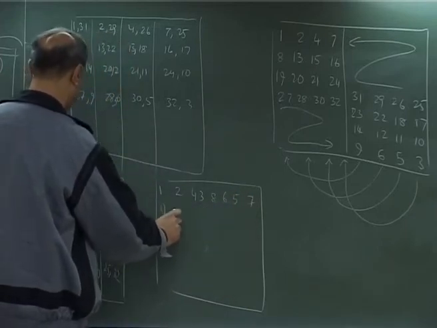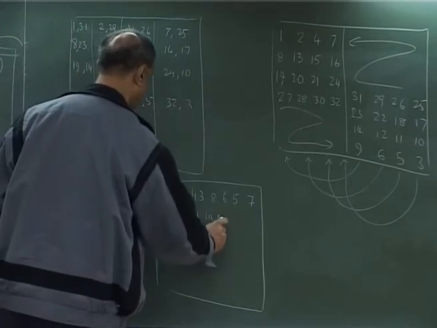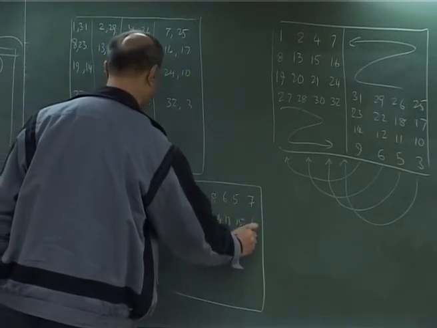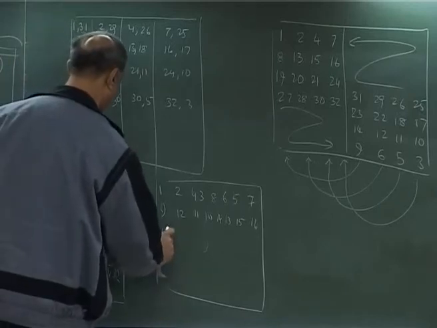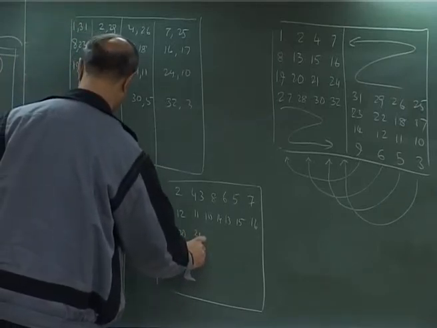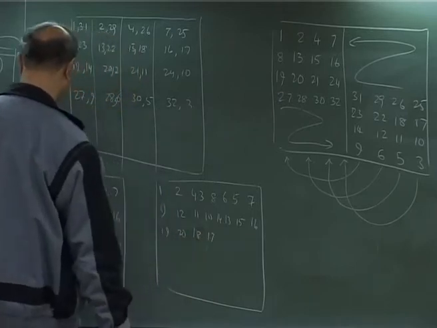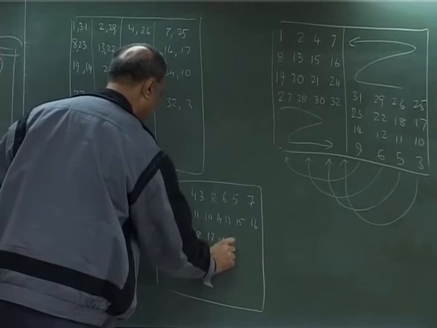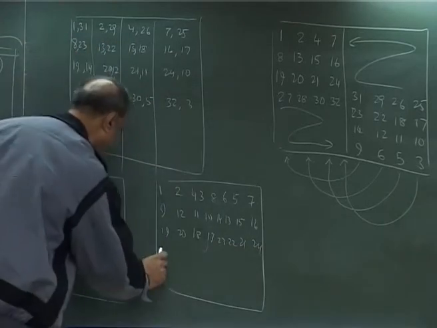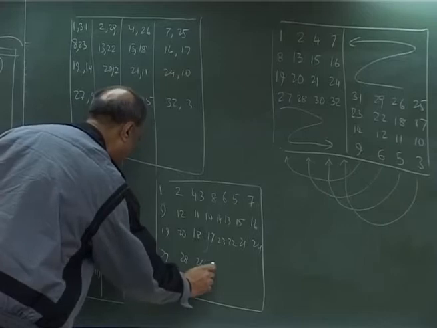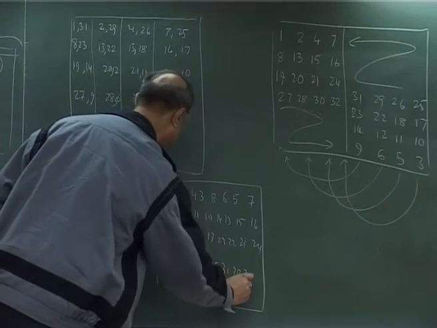9, 12, 11, 10, 14, 13, 14, 13, 15, 16, 19, 20, 21, 1920, 1817, 23, 22, 21, 24, 27, 28, 26, 25, 31, 29, 30, 32.